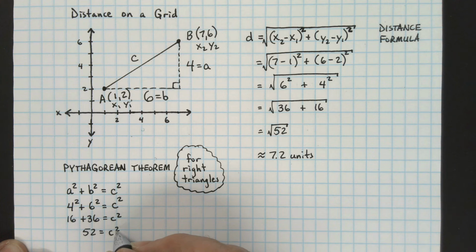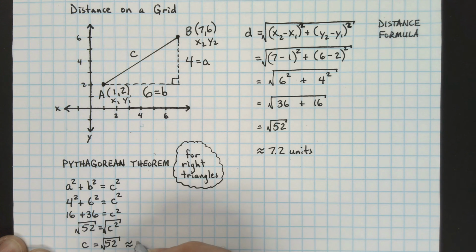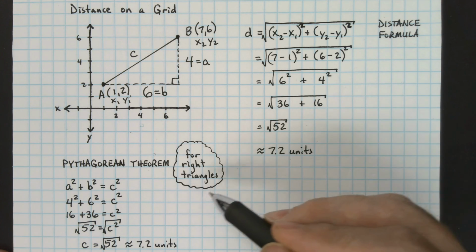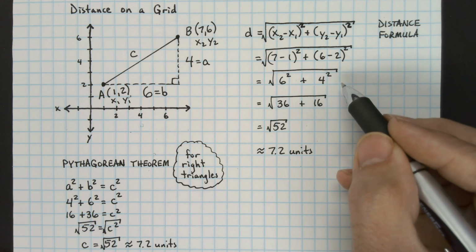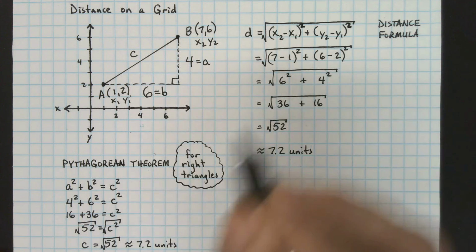And to cancel squaring a number, you take the square root. So if we take the square root of both sides, on this we'd get C, which I'm actually going to write on the left. And on the other one, square root of 52, which, as we know, is approximately equal to 7.2 units. Both work. This Pythagorean theorem is related to the distance formula. The distance formula is essentially the Pythagorean theorem with coordinates.